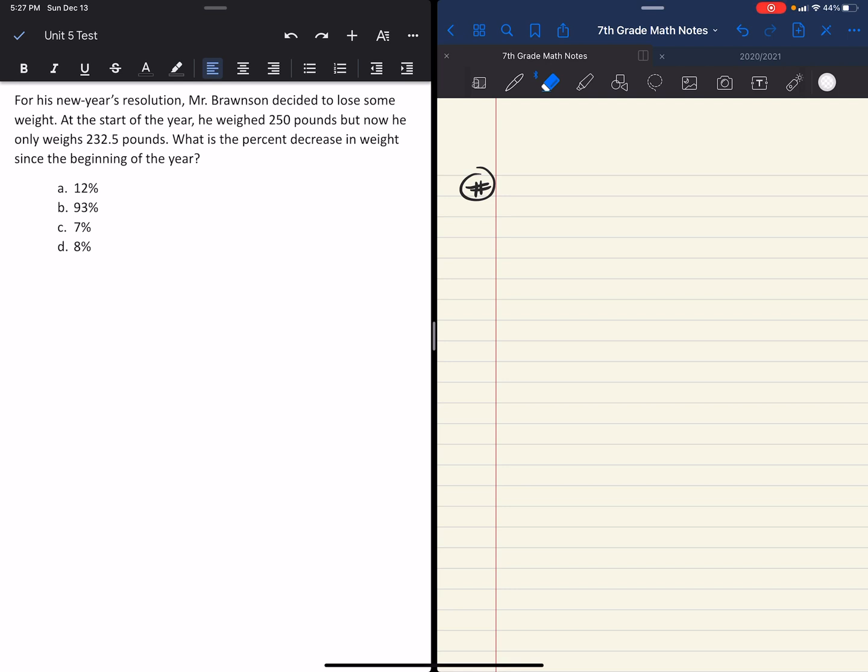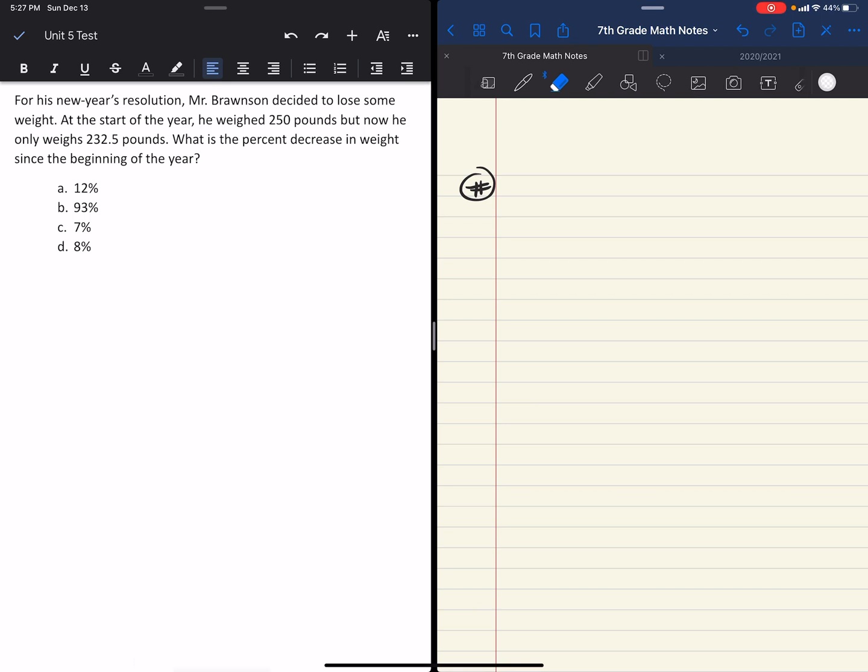test. So the question reads, for his New Year's resolution, Mr. Brawnson decided to lose some weight. At the start of the year, he weighed 250 pounds, but now he only weighs 232.5 pounds. What is the percent decrease in weight since the beginning of the year?